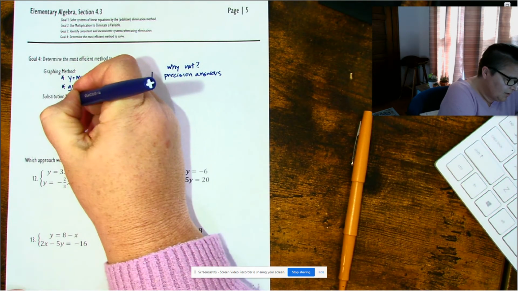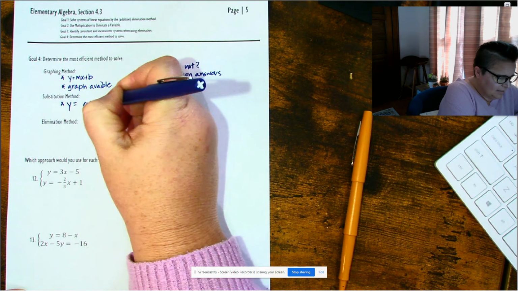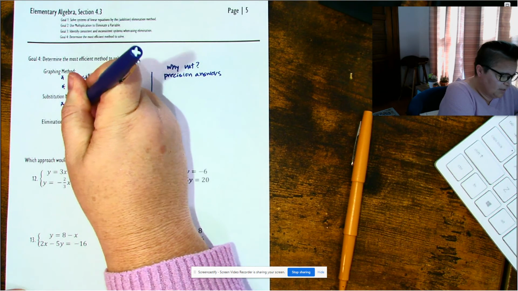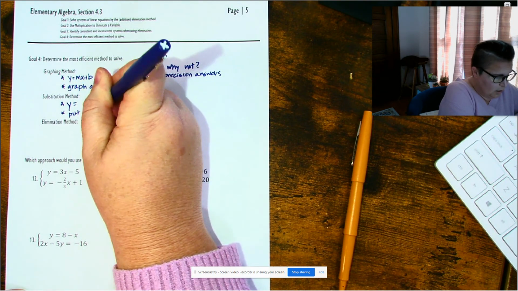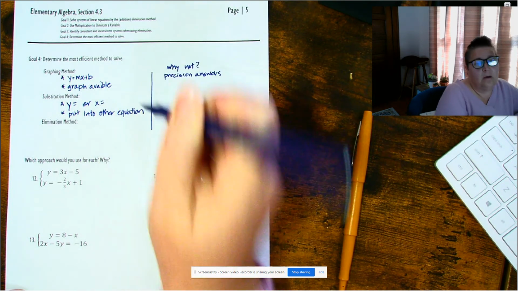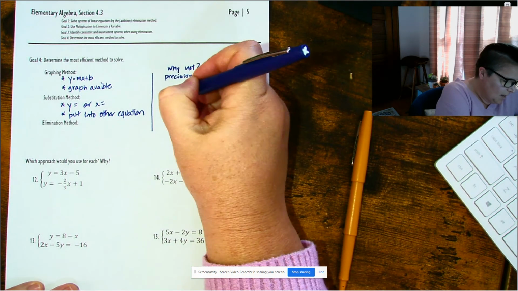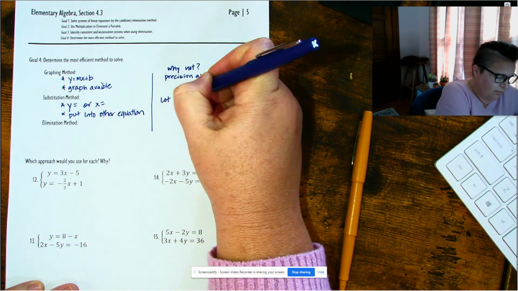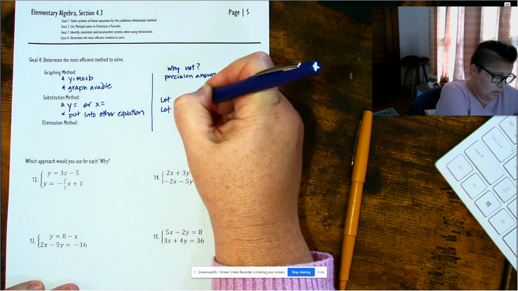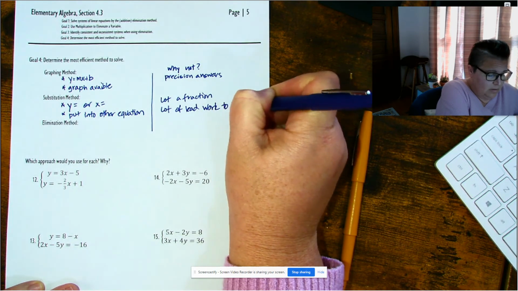For the substitution method, you want to make sure that you've got a y equals or an x equals that you can solve quickly for one of the variables, and then you simply put it into the other equation. We oftentimes do not use the substitution method if there are a lot of fractions, or if there's a lot of work to solve or isolate a variable.